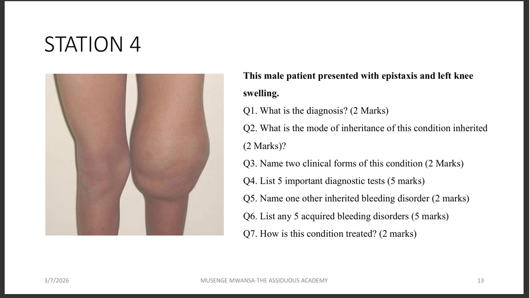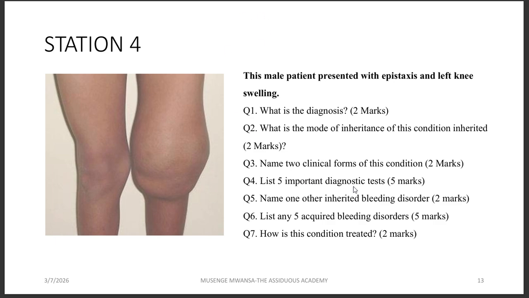Name two clinical forms of this condition. So there's hemophilia A, there's hemophilia B, there's actually also hemophilia C. Hemophilia A is because of a deficit in which clotting factor? Okay, good. And then B, factor 9, excellent. And then C is factor 11, right?